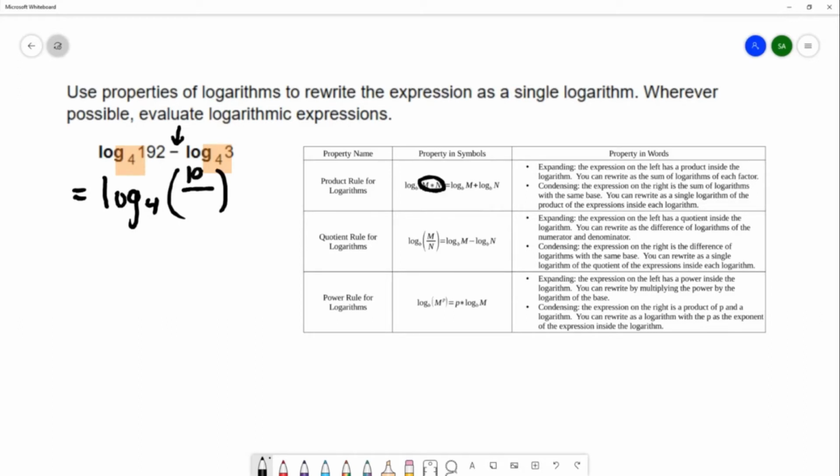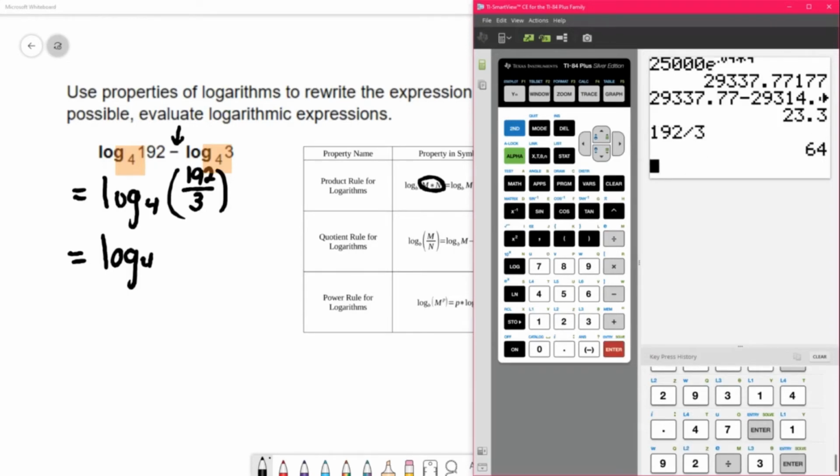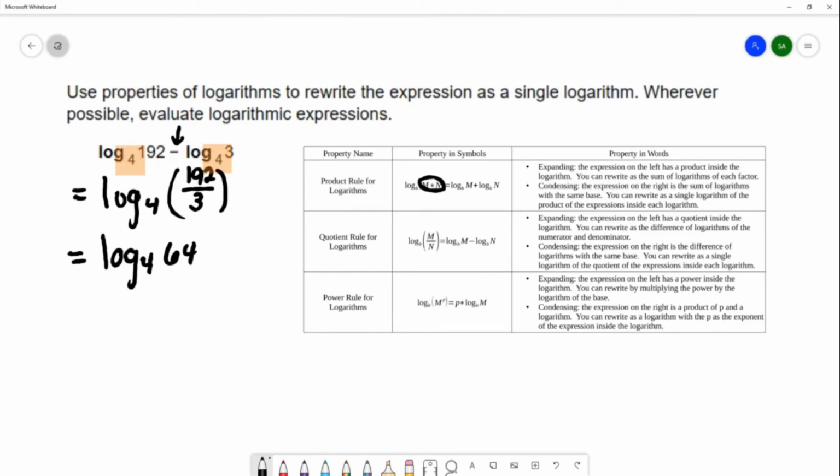So we're going to do 192 divided by 3. And let me double check that with my calculator. 192 divided by 3 gives 64. And we'll notice here that it also mentions whenever possible, evaluate the logarithmic expression. So this logarithmic expression has a number inside of the logarithm, meaning that I'm going to be able to, or at least try to simplify this more.